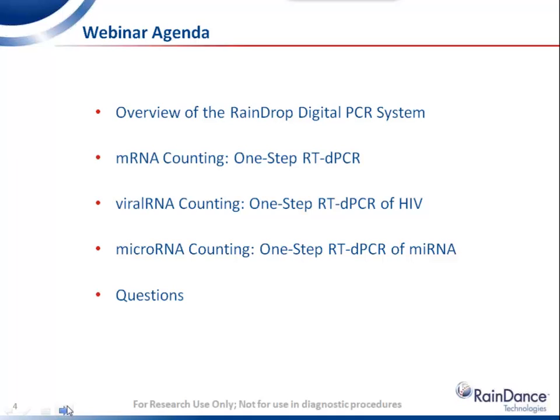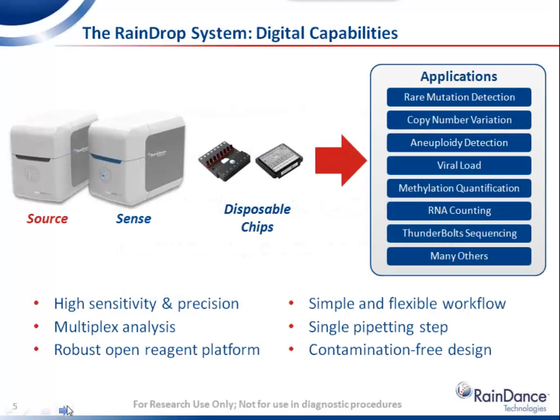First, I will show you how to directly count input messenger RNA using a one-step RT-PCR protocol. Next, I will be outlining data showing viral RNA counting with an example using HIV. Finally, I'm going to show how this unique single molecule format enables one-step counting of microRNA. And I'm going to try to go through this talk quickly enough so that there'll be plenty of time for questions at the end.